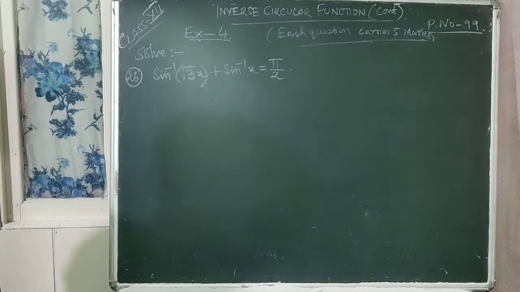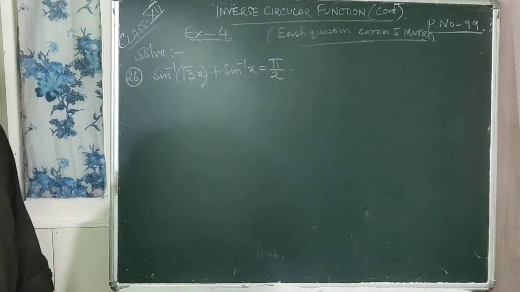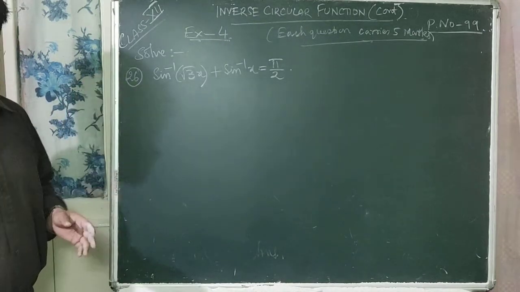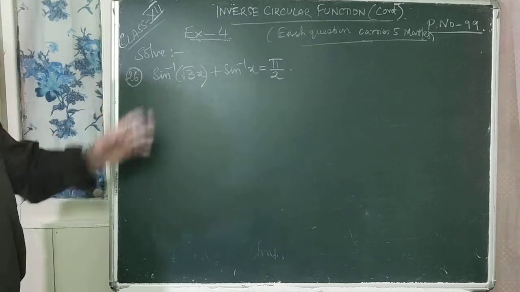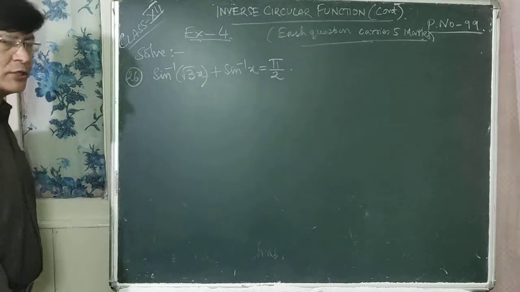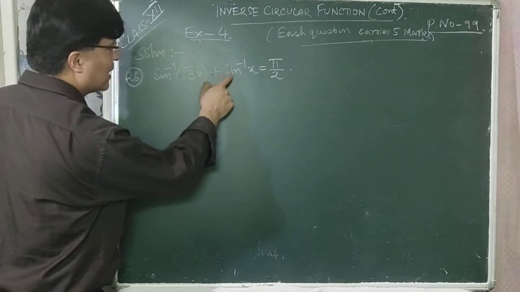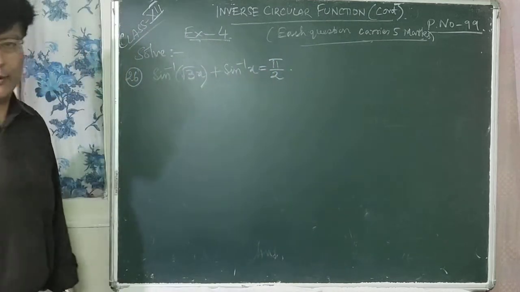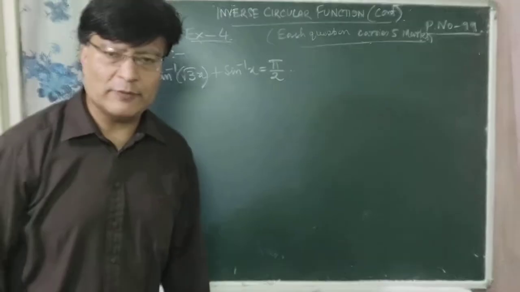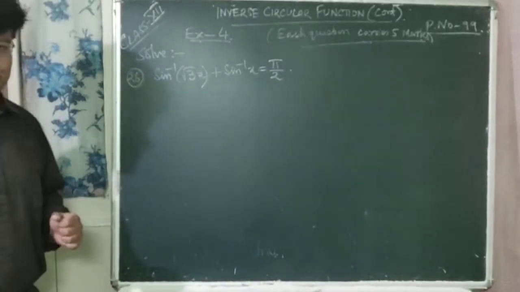So now we will do question number 26. This is also the solve part. You have to get the value for x, okay? So the question is sine inverse root over 3 into x plus sine inverse x is equal to pi by 2, right? So this is the equation given. You have to solve it to get the value for x.